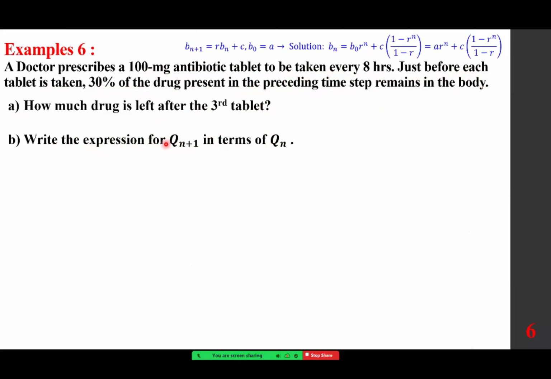The reason I want to look at this is because I want to write everything as a function of Q instead of B, okay? So we're going to write it with Q. In that case, B sub 0 changes to Q sub 0, which is the same as A, and it's normally 0 for patients. The lowercase c constant is 100. What remains in the body is 30% or 0.3.